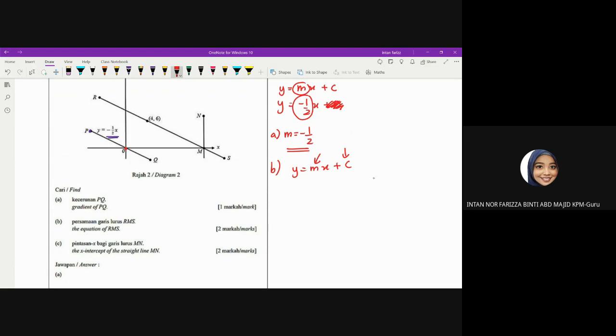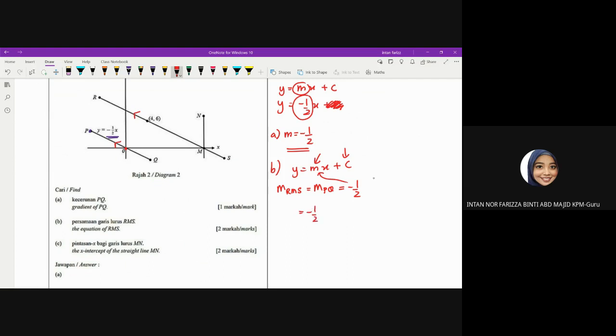So we know that this line RMS is parallel to the line PQ. When we say that the lines are parallel, we can say that the gradient of RMS is equal to the gradient of PQ. So what's the gradient of PQ just now? Tadi kita dah dapat ni in A, right? It is negative 1 over 2, which we can put inside the equation to replace the m. Okay, so now I put negative 1 over 2 here.